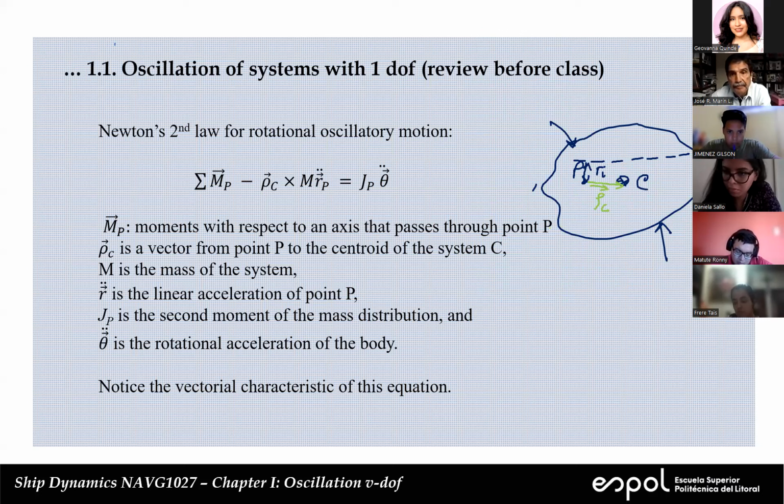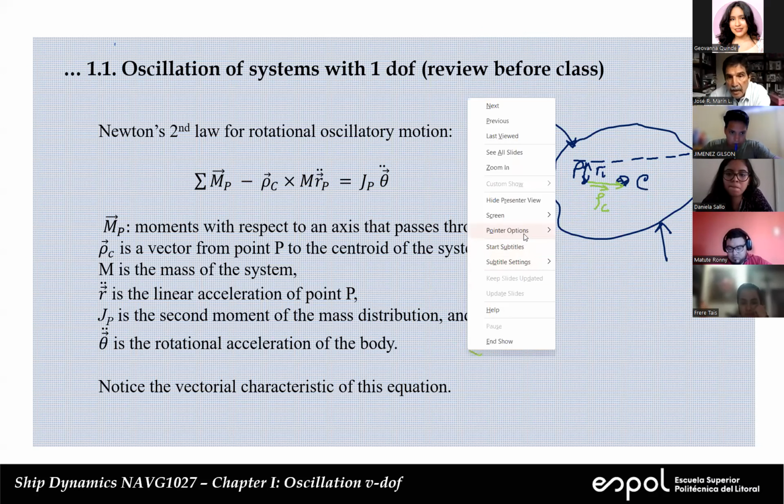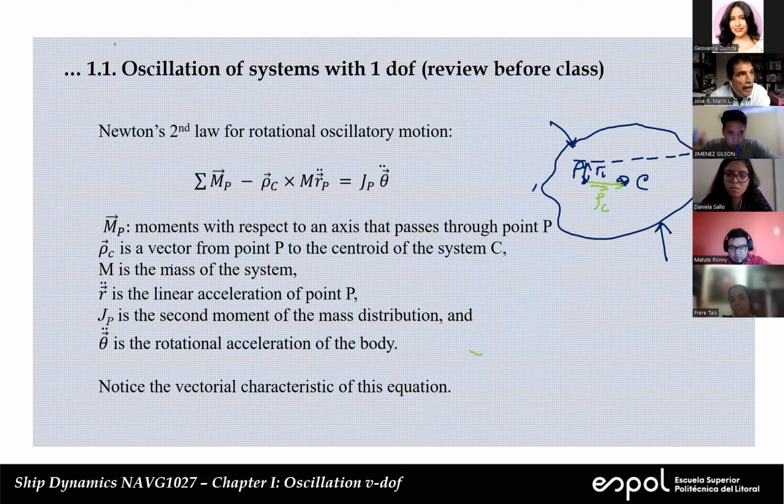That's rho sub C. So it's a vector that goes from P, the point where you are considering all this as a reference, to the centroid. M, of course, is the total mass of the system. R double dot is the acceleration of point P.